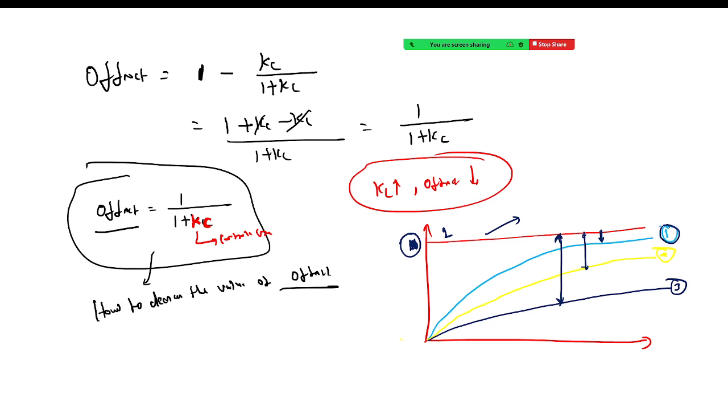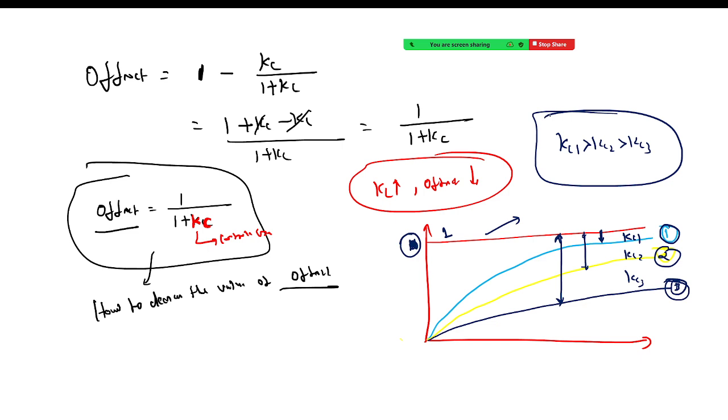So for process 1, offset is very less, for second, offset is more, and for third, offset is very high. So if I talk about Kc1, Kc2, and Kc3, what will be the order of Kc? If offset is less, Kc is more. So here offset is less, so Kc will be more. So can I say Kc1 is greater than Kc2 is greater than Kc3? And this is a very important observation. If you see the GATE previous year questions, you will find these kinds of questions are there in the GATE.